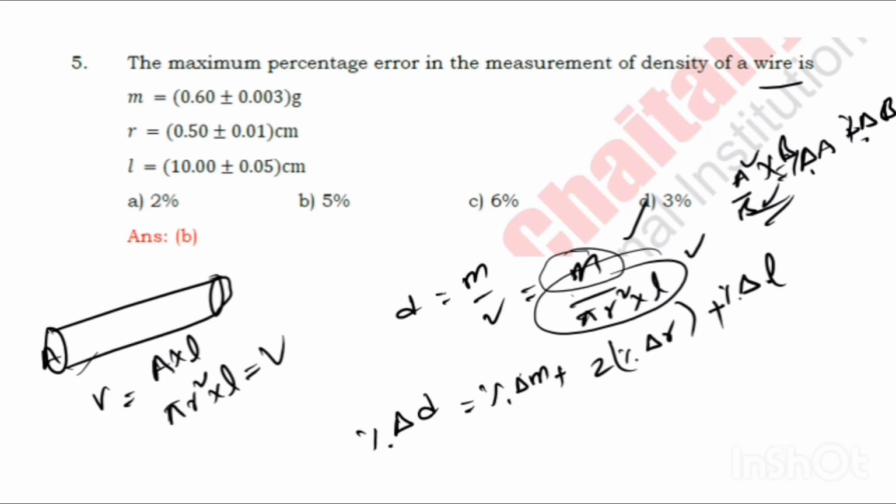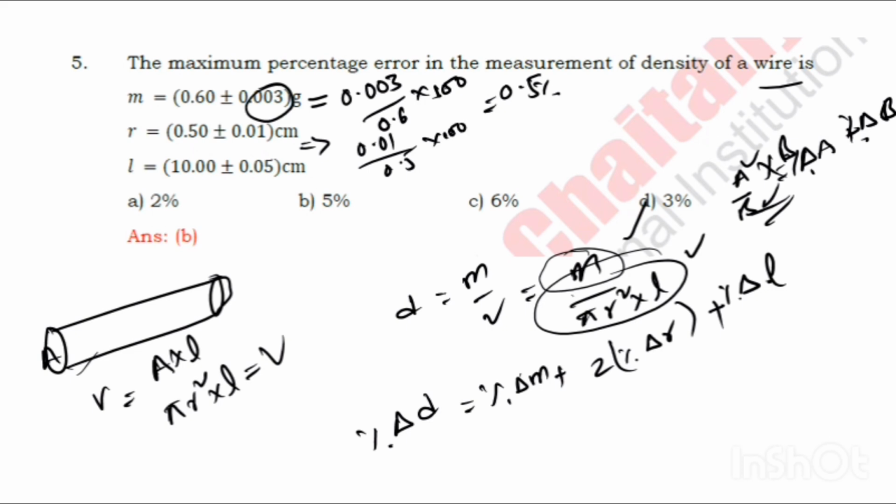So here, find the percentage error in mass, that is 0.003 by 0.6 into 100. This is error, not percentage error, so we are calculating the percentage error. So this is 0.3 by 0.6, that is 1 by 2, that is 0.5 percentage. That is, percentage error in mass is 0.5 percentage, and percentage error in radius, that is 0.01 by 0.5 into 100, that is 2 percentage, right?